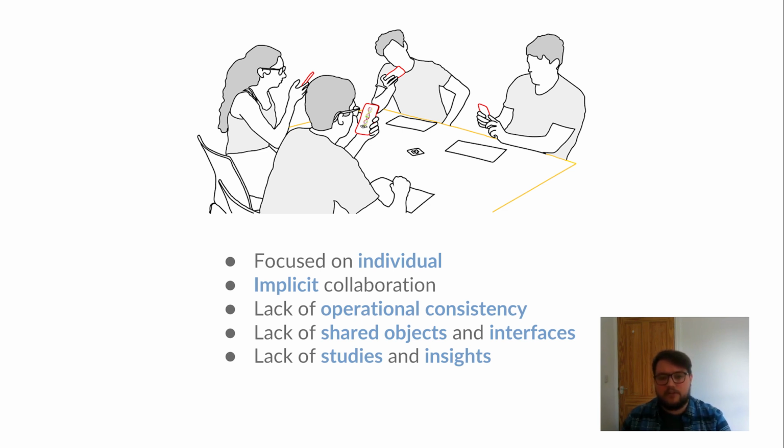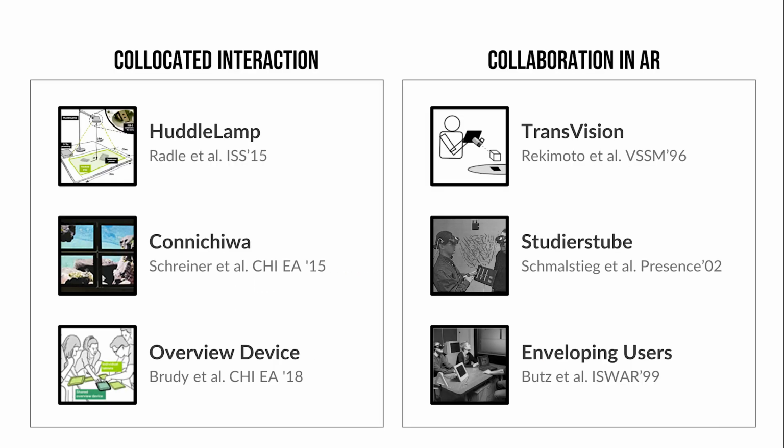And there is a lack of operational consistency, shared objects, and interfaces, which means that most interfaces are on the actual screen and tethered to the device. There are no interfaces designed to show that collaboration is actually happening. And fundamentally, there is a lack of studies and insights, with very little research into how AR specifically is enabling co-located interaction.